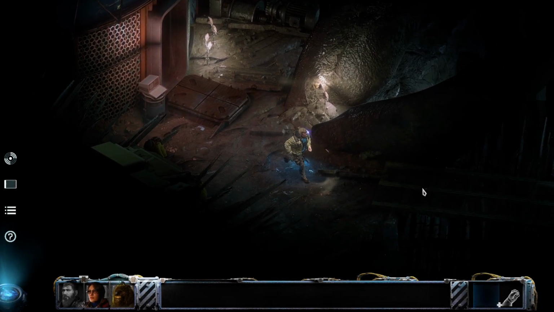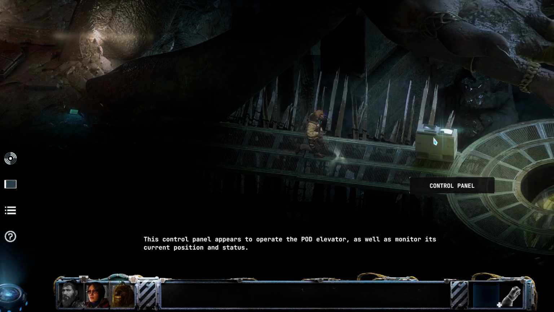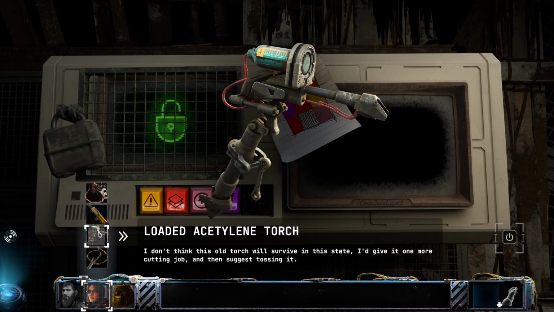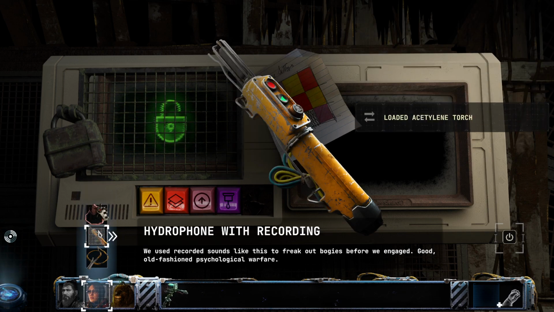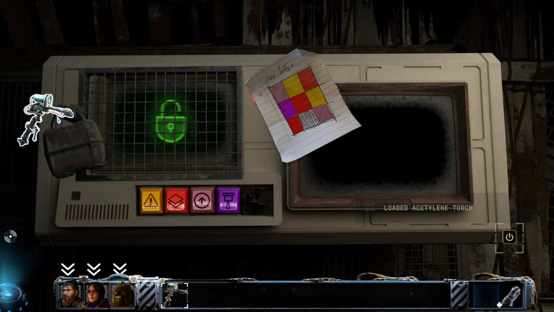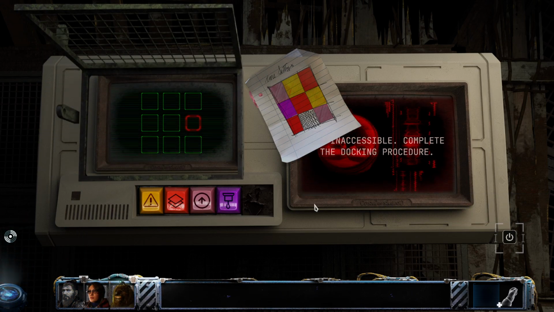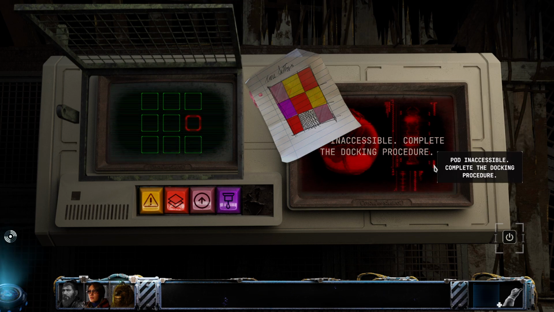So this gives us some value. Love the way this all shakes all of the time. Alright, I'd give it one more cutting job, then suggest tossing it. Well, isn't that convenient? And indeed, toss it we did. Alright, inaccessible. Complete the docking procedure. I would love to complete a docking procedure.